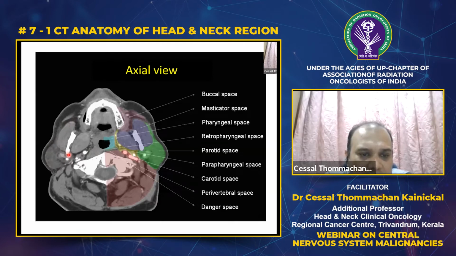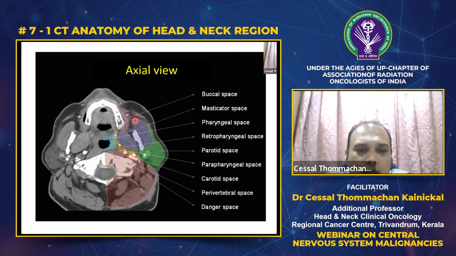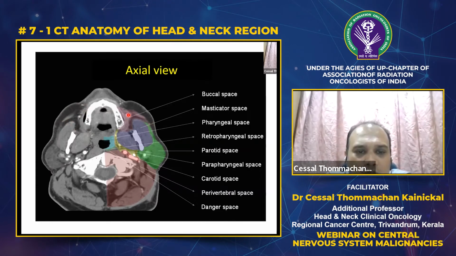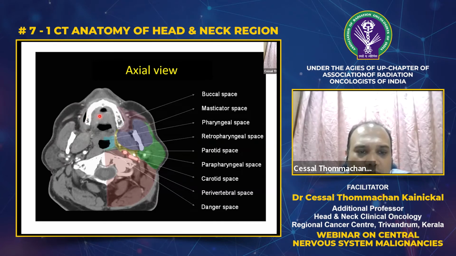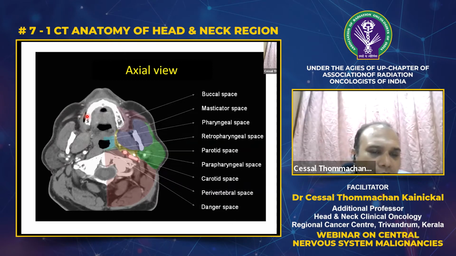This is the masseter muscle. This is the mandible, with the insertion of the medial pterygoid muscle here. So this is the buccal space, which we will discuss later. Then you have two structures here: the duct of the parotid gland, which pierces the buccinator and opens into the oral cavity opposite the upper second molar.